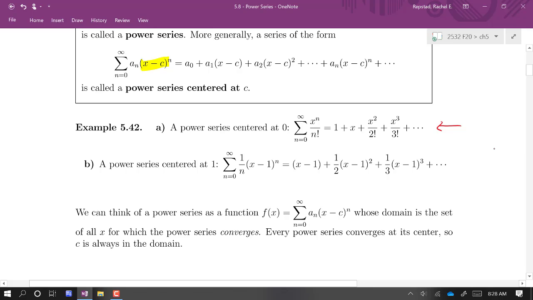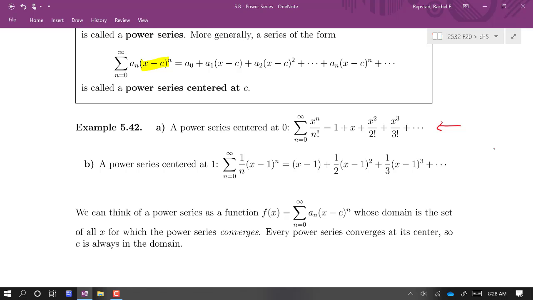A power series we could think of as a function because there's a variable in it. If we plug in a value for x, it will result in a specific infinite series, which may or may not converge. And we could think of it as a function whose domain is just the set of x values that make the series converge. So we'll note first that every power series will converge at its center. And so that center, c, is always in the domain.